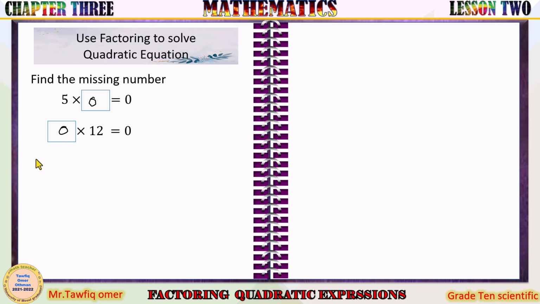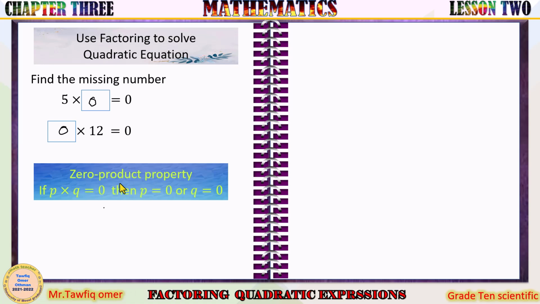zero product property. That means if we have two numbers whose product is equal to 0, one of them must be 0. The definition of the zero product property says: if we have q times p equal to 0, then p is equal to 0 or q is equal to 0. One of them must be equal to 0. We can use this to solve, or to find the zeros of the function, or the intercepts of the function, or the roots of the function.